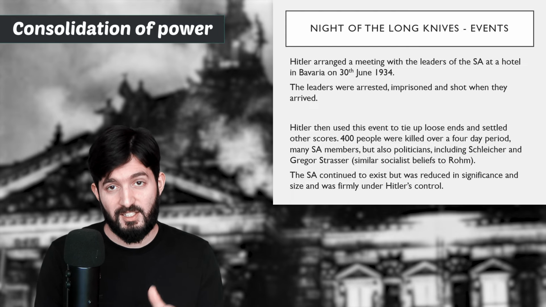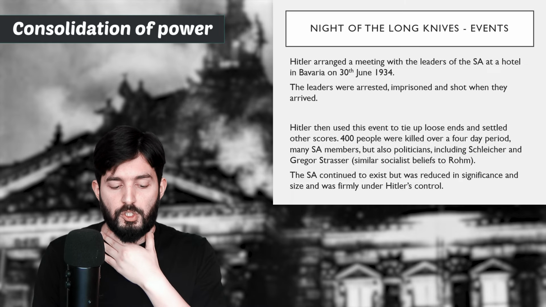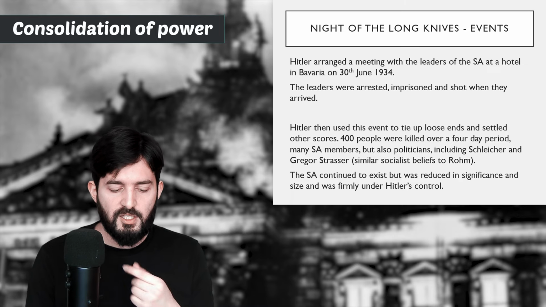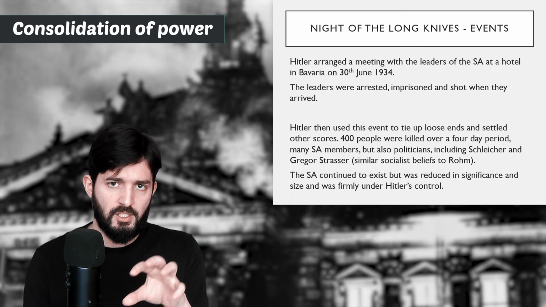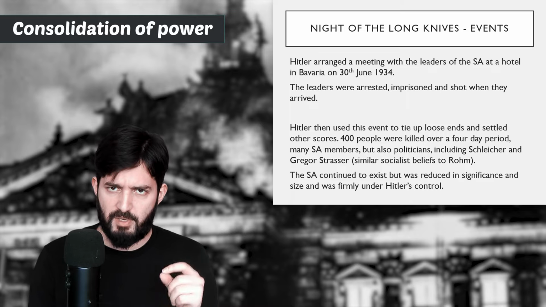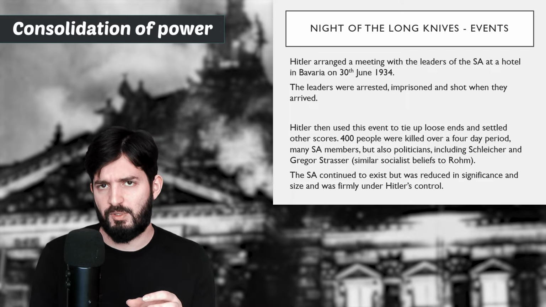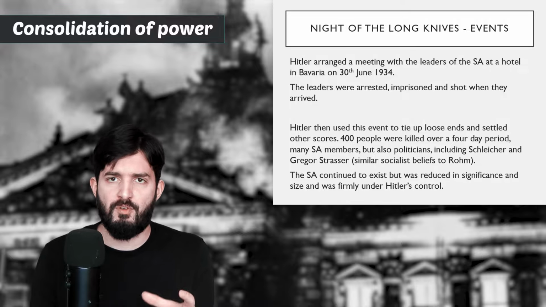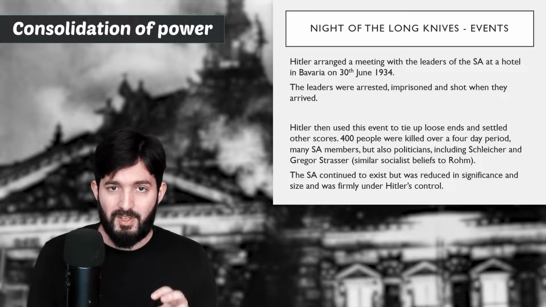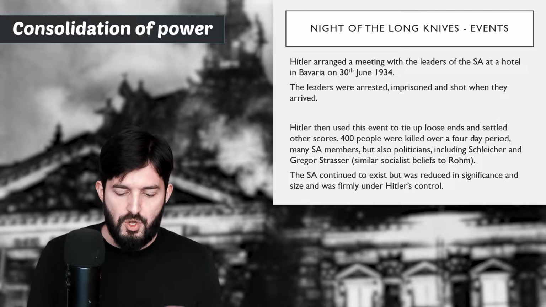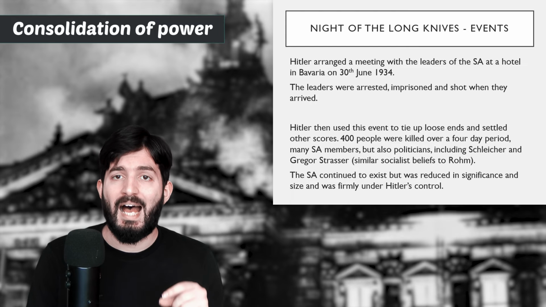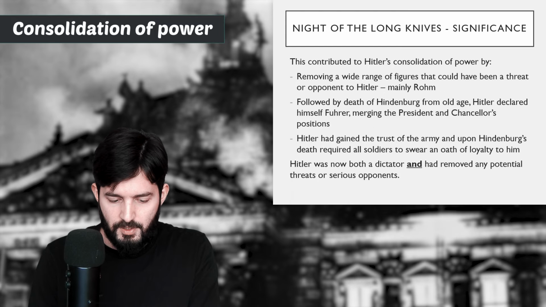Von Schleicher gets killed in the Night of the Long Knives. There's also a chap called Gregor Strasser, who I've not mentioned, but quite a senior figure. Strasser was a northern socialist member of the Nazi party, who had very similar socialist beliefs and leanings to Röhm, and so for the same reason was seen to be a potential threat, and Hitler disliked him anyway. The SA itself continues to exist, but it's reduced in significance and size and is now firmly under Hitler's control as a consequence of the Night of the Long Knives.